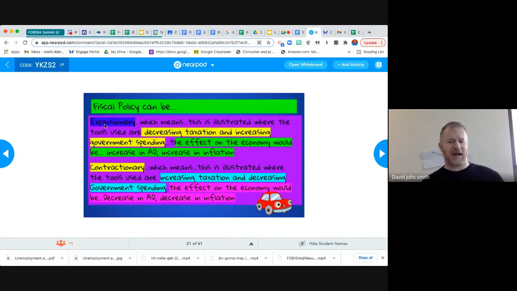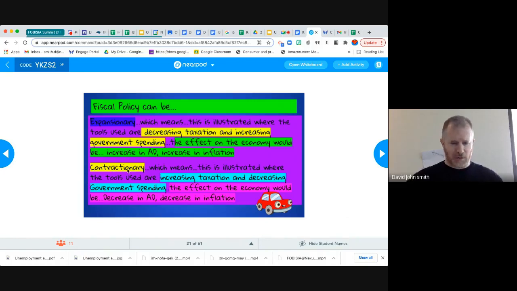So if we're wanting to expand the economy, we use expansionary fiscal policy. That means we're going to use tools like decreasing taxation. We're going to increase government spending with the overall effect, hopefully, on the economy to be an increase in aggregate demand. However, we're going to see that there will be a trade-off, and that trade-off is going to lead to an increase in inflation. And that's going to be one of our other problems that we're going to deal with a bit later.